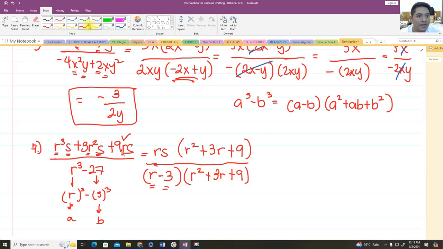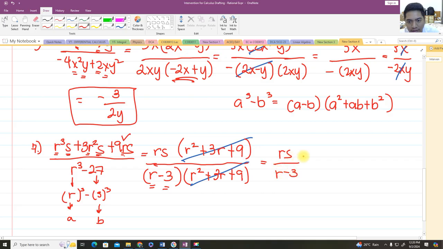So you will be able to cancel this, and you are left with rs all over r minus 3. And you cannot cancel r because of the minus sign here. You can only cancel if it is in terms of multiplication. So, that's enough for reduction.